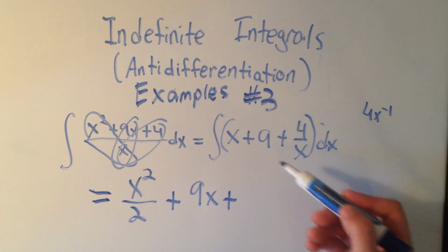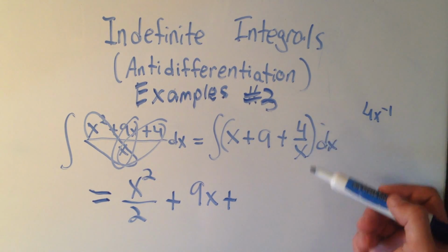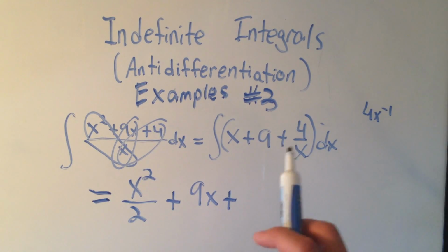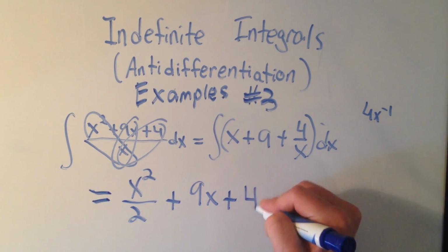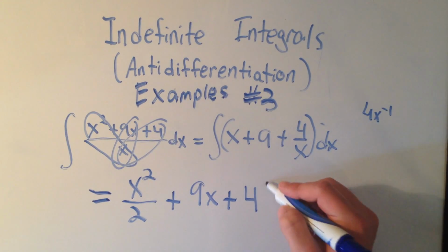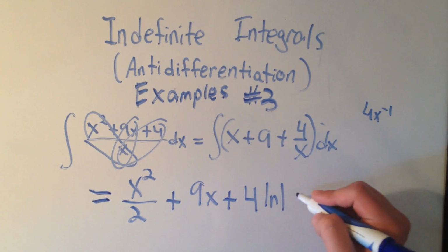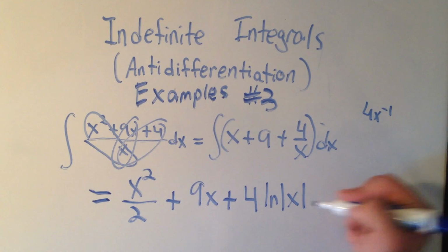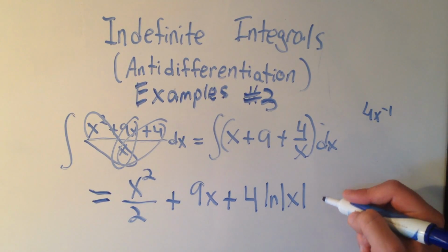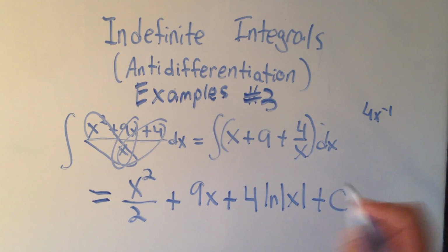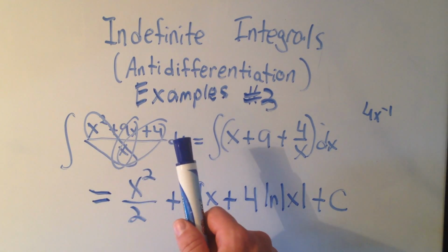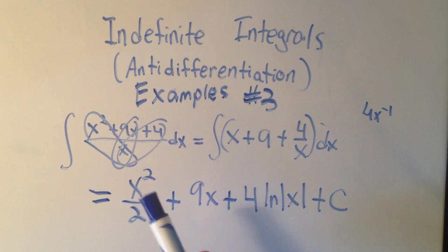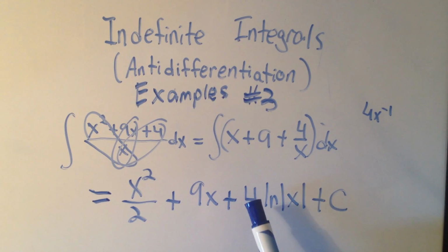This is the special case where when you integrate 1 over x, you get the log of the absolute value of x. So this 4, all that means is there is a 4 in front, and I write log absolute value of x. And then since we're doing indefinite integrals, I always add plus c. So the integral of this, x squared plus 9x plus 4 over x, is x squared over 2 plus 9x plus 4 log absolute value of x plus c.